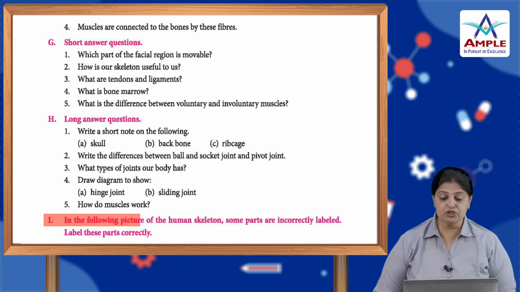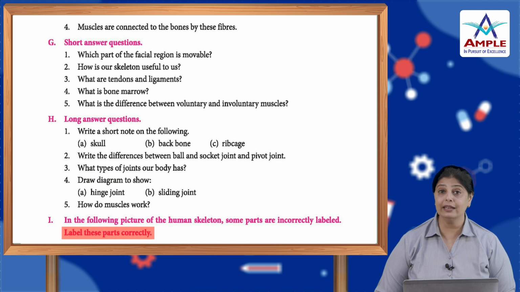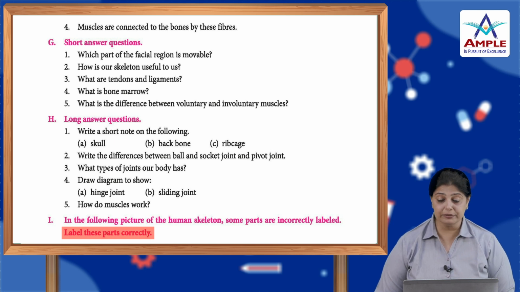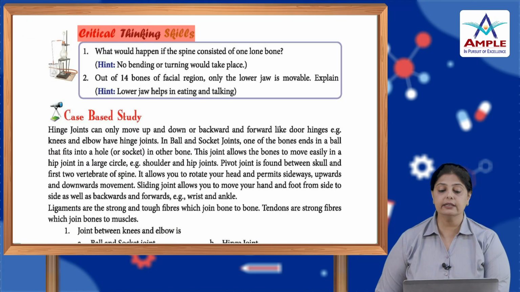Now, in the following picture of the human skeleton, some parts are incorrectly labeled. Label these parts correctly. So, you can look at the diagram in the chapter and then accordingly write the correct labeling of it. Now, critical thinking skills.